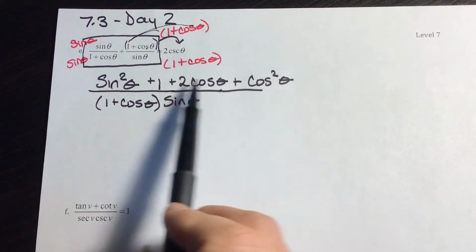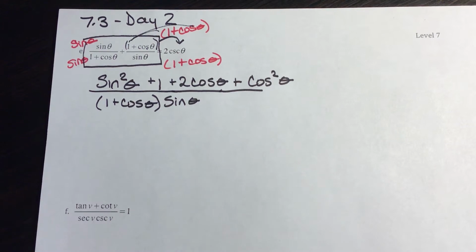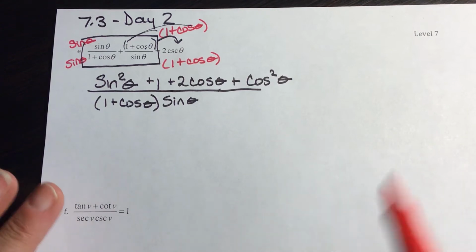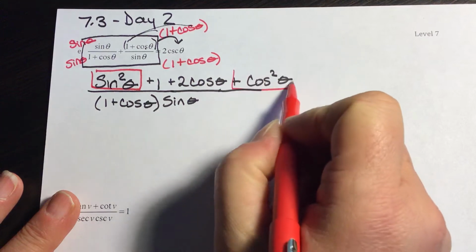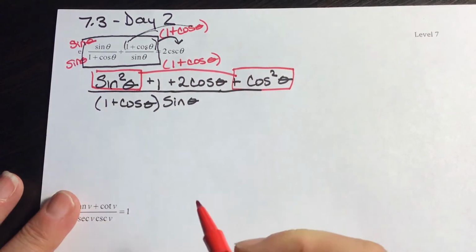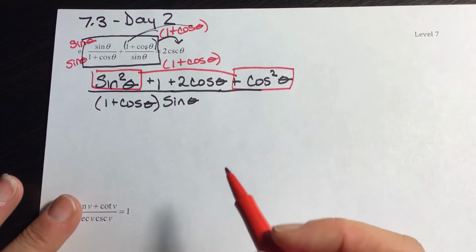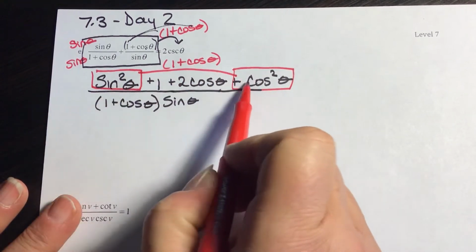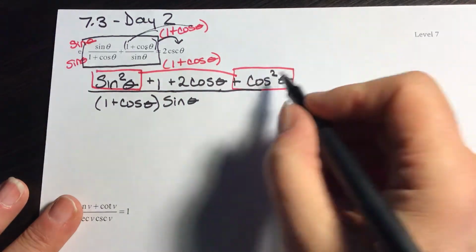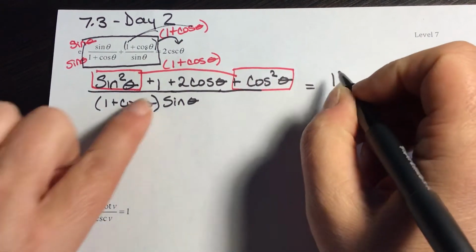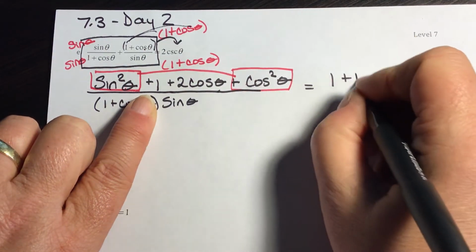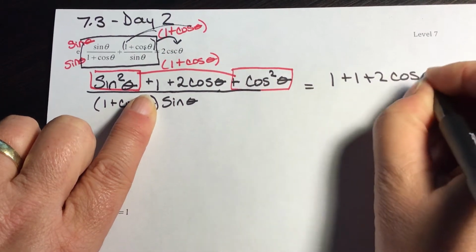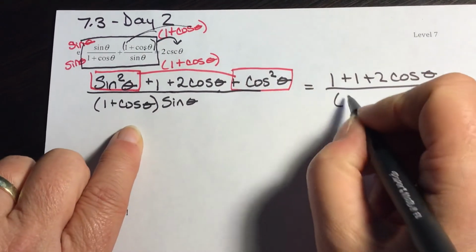So looking at the top, maybe I can combine like terms, or see anything special here. Well, I do see a sine squared of theta plus a cosine squared of theta, and I know that these together add up to be 1. So I'm going to substitute a 1 in for sine squared plus cosine squared. So this is 1. And then I have a plus 1 plus 2 cosine theta. My denominator stays the same.